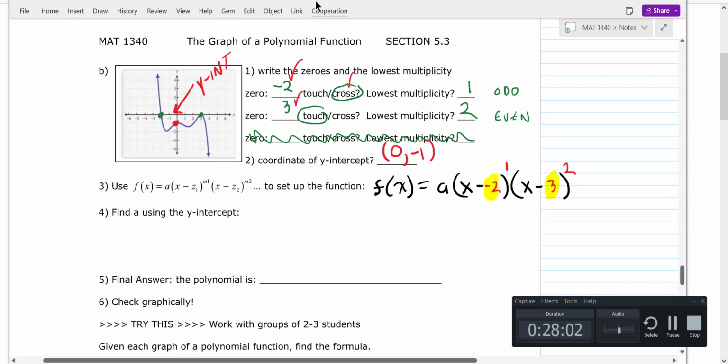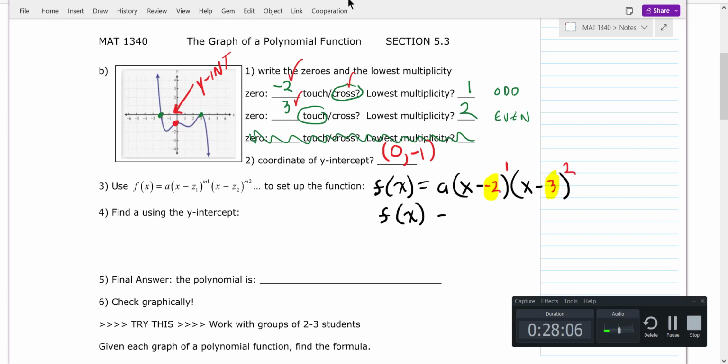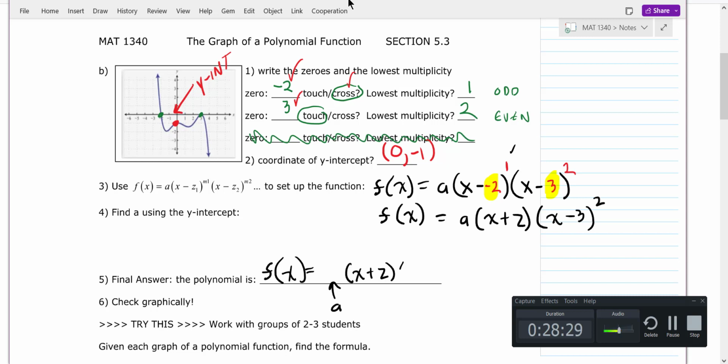Okay, so what we'll have now, just kind of clean this up, we'll have f of x equals a times x plus 2 times x minus 3 squared, like that. You don't care about using 1 as an exponent, okay? So our answer is going to look like this, except our job is to find what a is. So we'll have to do that. But right now we've got this part of the problem figured out, see. Okay, that came from the graph.